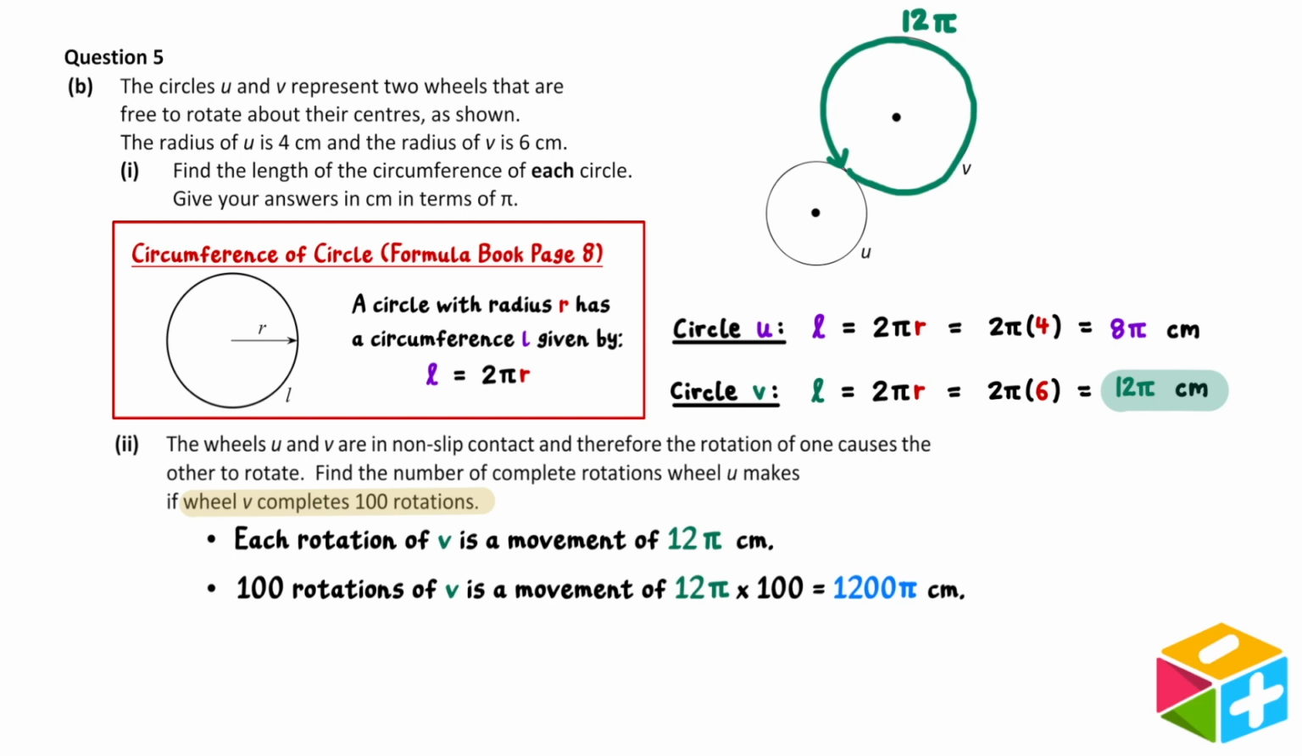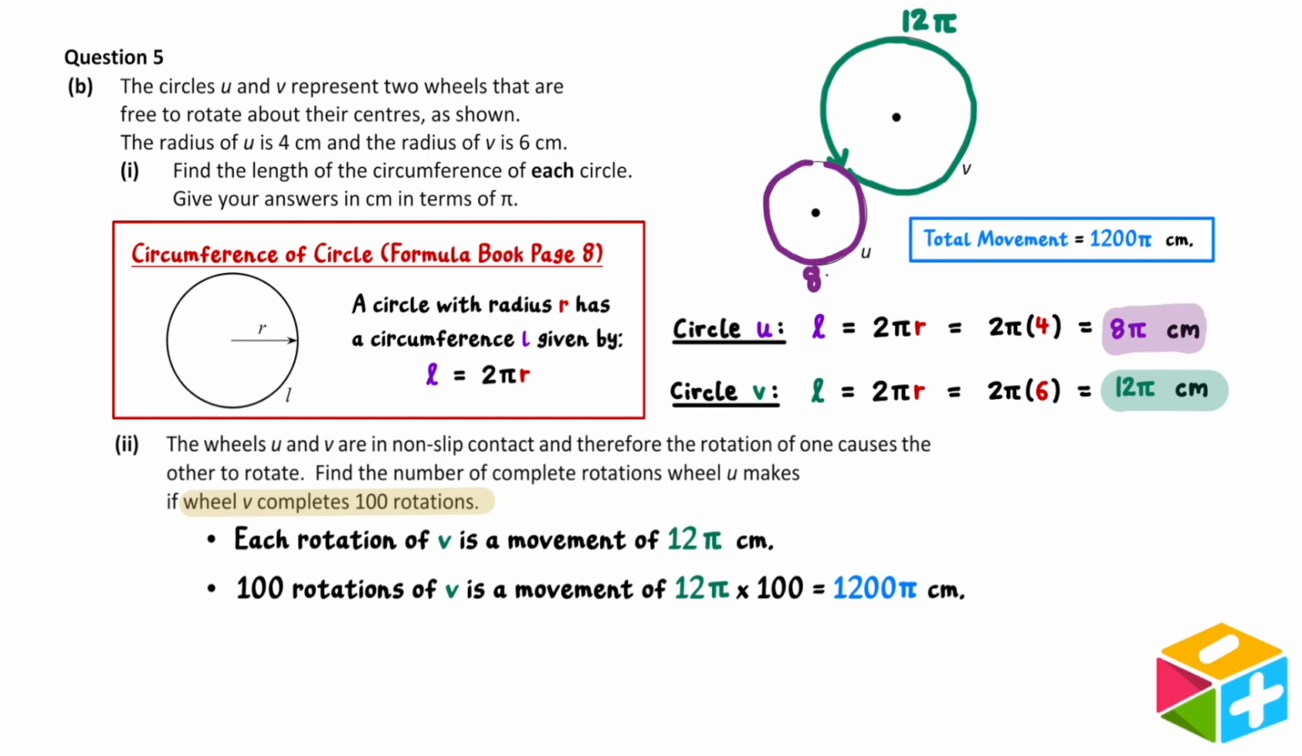Since our wheels are in non-slip contact, every bit of movement in V will cause the same amount of movement in U. This means that U will also undertake a total movement of 1200 pi centimetres. All we have to do is figure out how many rotations this corresponds to. Well, the circumference of U is 8 pi centimetres. This means that it takes a movement of 8 pi centimetres for one full rotation of U.